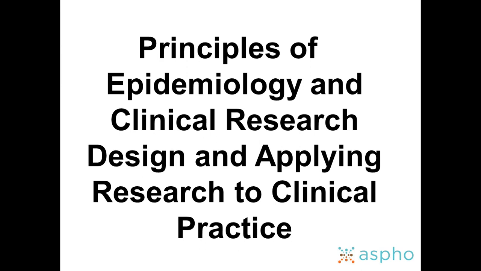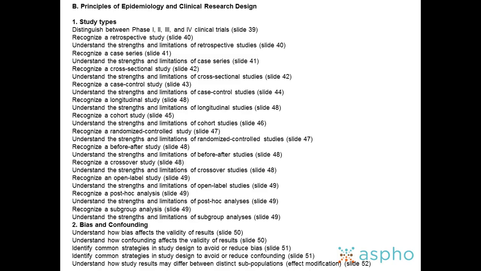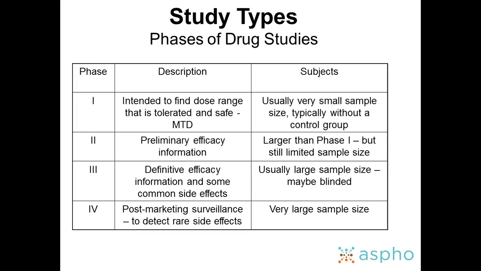So the next area, principles of epidemiology and clinical research design. Again, these are the slides that go through the syllabus points and which slide they're referred to. I think Leo did this topic already in his chemotherapy talk, so talking about phases of trials 1, 2, 3, and 4. Phase 1 trials are intended to find the maximum tolerated dose.